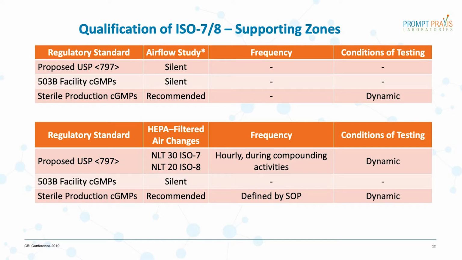For the HEPA filtered air changes in that room, it's interesting to me that USP 797 is very specific about that. Not less than 30 hourly HEPA air filtered changes during compounding activities in an ISO 7 region, and not less than 20 in an ISO 8. Whereas the 503B facilities is silent to that particular room characterization, and sterile fill facilities have recommendations, and they need to be defined by your SOP under dynamic conditions. So they leave it up to the manufacturer to characterize that parameter in the room.